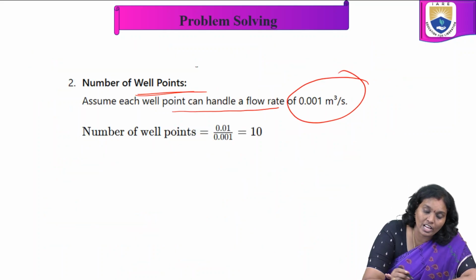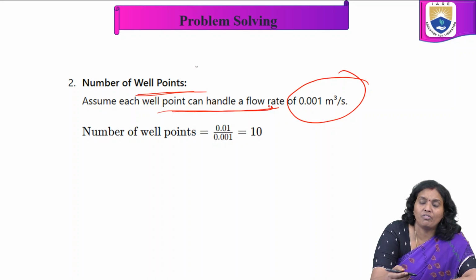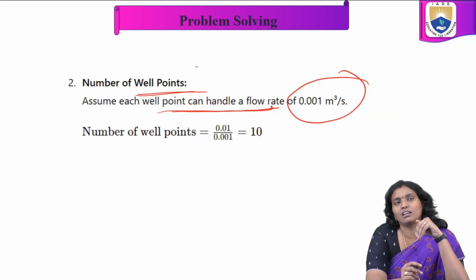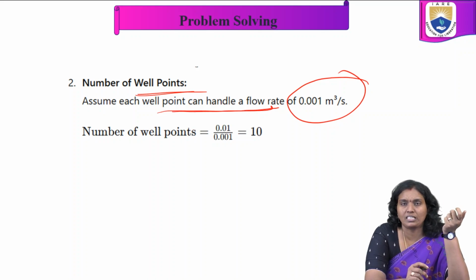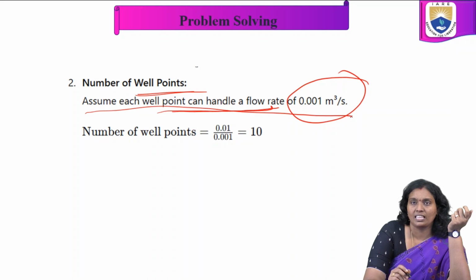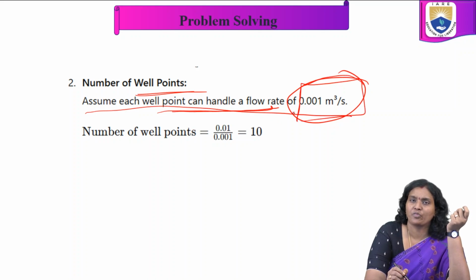Here we got the discharge as 0.01 meter cube per second. So now we assume each one. We don't know the complete detailing, what is required, or which kind of well points we are going to construct there. These are all the parameters for handling each well point condition. Here that was not mentioned, that's why we simply assume this flow rate for each.